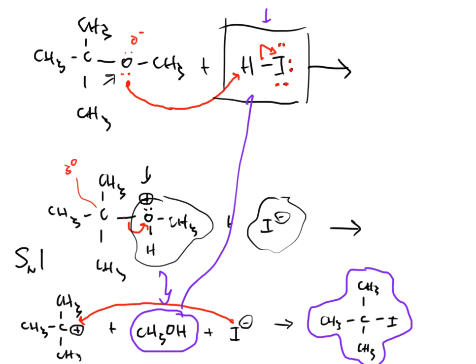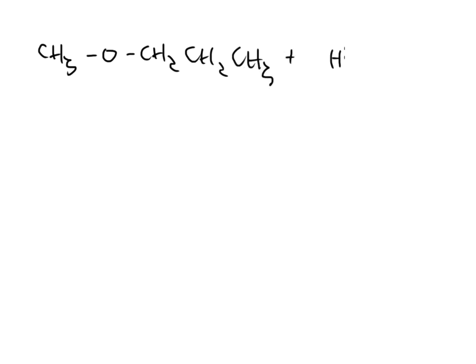Before we talk about any of that, I want to do another example, another curvy arrow mechanism. So let's look at CH3, O, CH2, CH2, CH3, and this time let's just add an acid. I don't know, HBr. We used HI last time, so we'll use HBr this time. The directions are going to say, show the curvy arrow mechanism of how these two things react and what kind of products get formed.